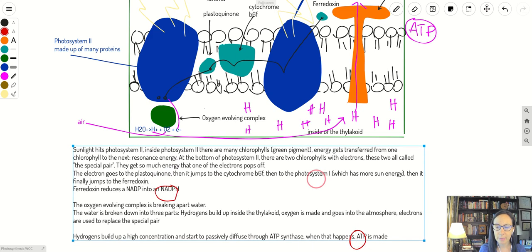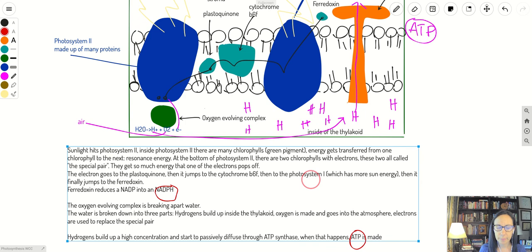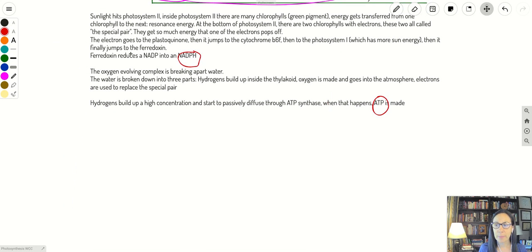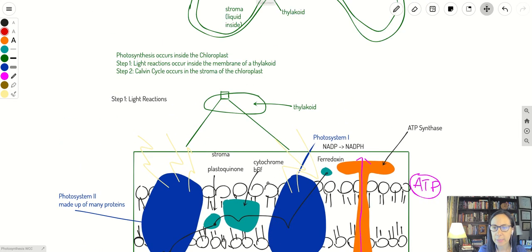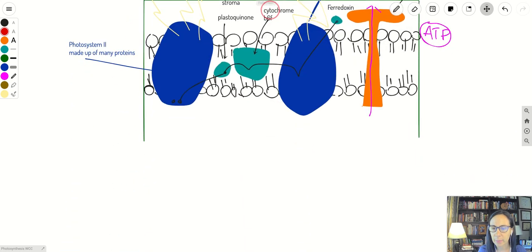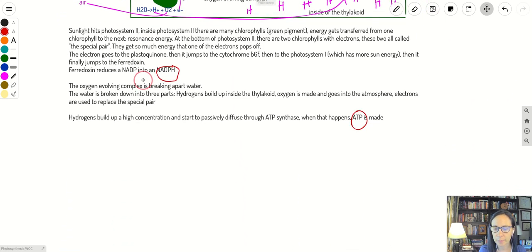Oops, I didn't mean to move that. Okay, step 2 of photosynthesis. Let me just make sure. Step 1 is light reaction. Step 2, Calvin cycle.